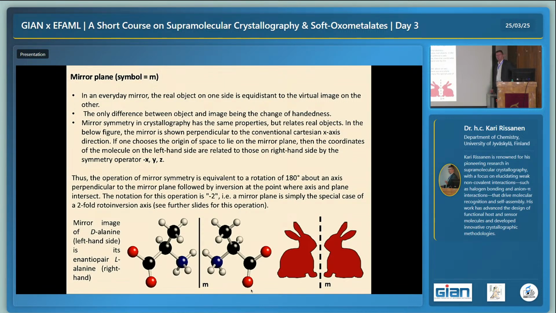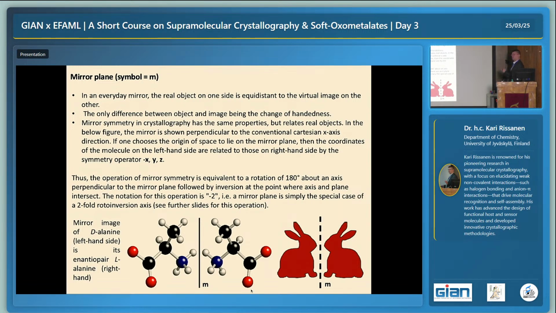Okay, then there is the mirror. The mirror is indicated by the symbol m. And in an everyday mirror, the image of a real object on the other side is equidistant. This is also interesting, but you normally don't realize it intuitively. But the point is, if you measure your distance from the mirror, from your nose to the mirror, the mirror image person's nose is exactly at the same distance. But it's very difficult to measure that, because that's just a flat mirror, just an image. But that's the idea.